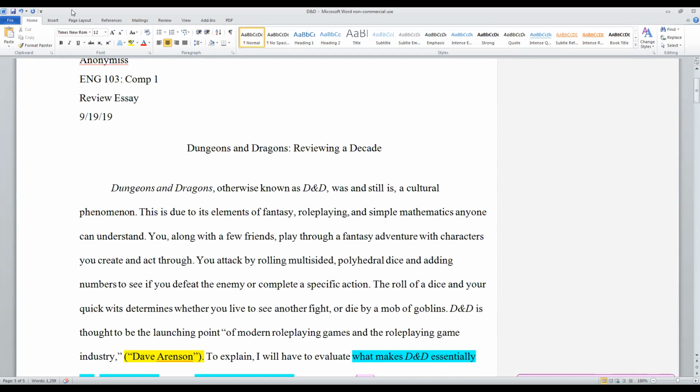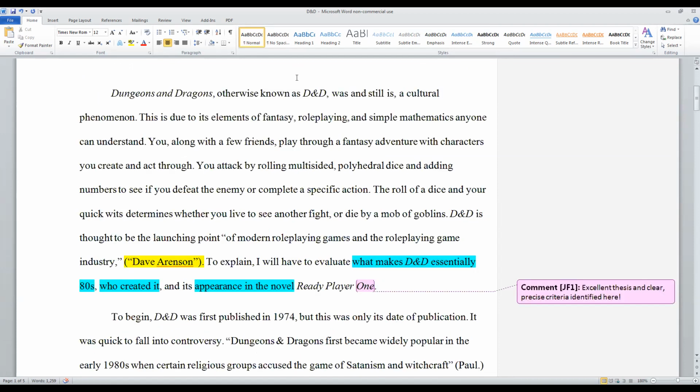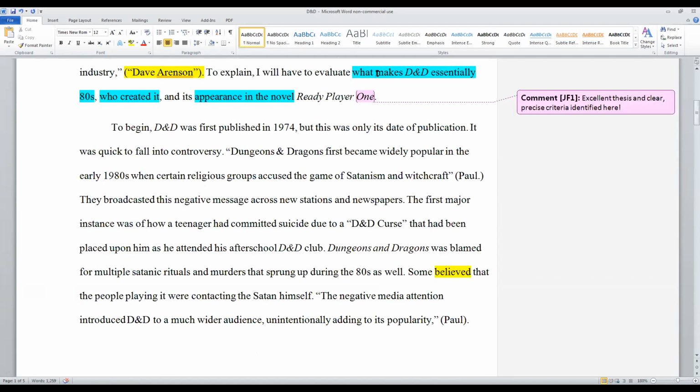Now, secondly, in this initial paragraph, going back here, she says that what I'm going to do to explain this is do three things. Explain what essentially makes it part of the 80s, who the creator was, and why and how it appears in the novel. So she names her three criteria. So each of these three points should, in some way, shape, or form, inform the paragraphs that follow. So the first thing she's going to do is explain what makes D&D essentially 80s.